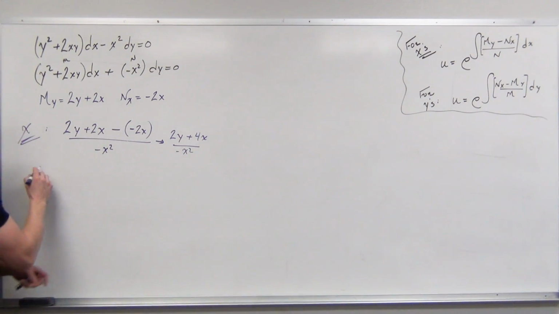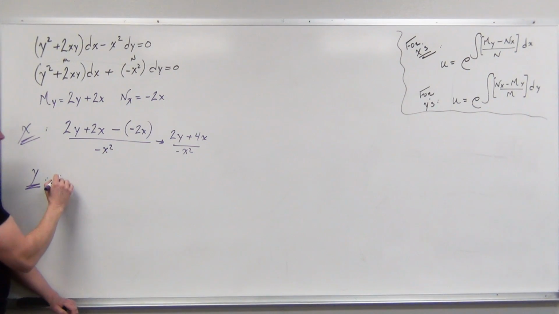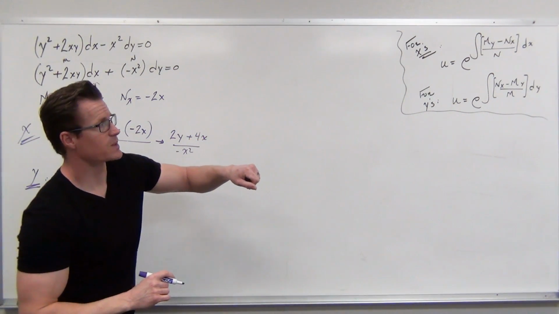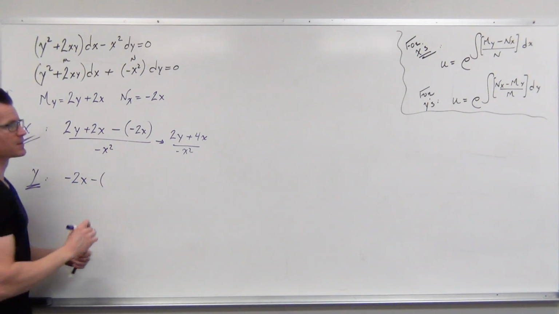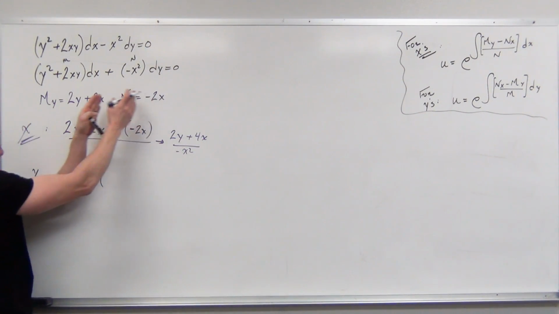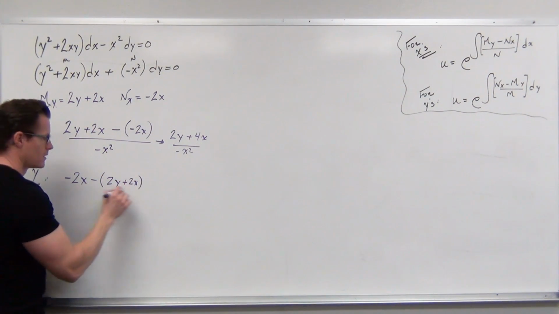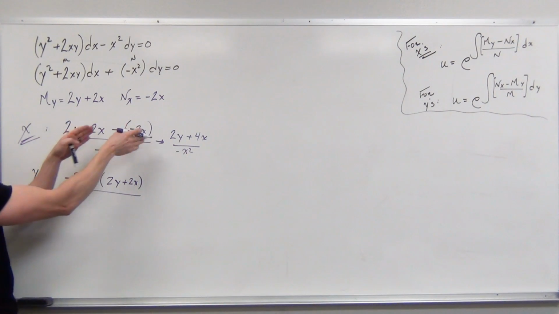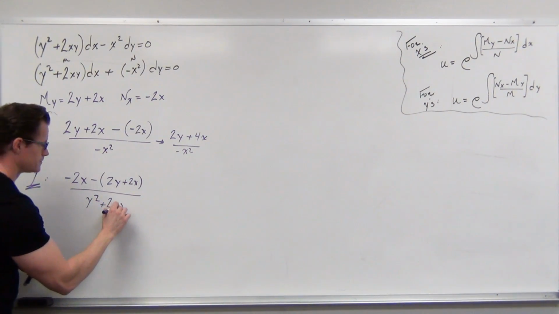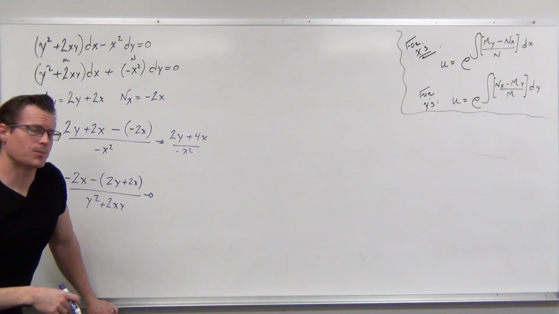Let's just switch this around and divide by something else. So let's try for y. That would be negative 2x. So we're doing the derivative of N with respect to x minus the derivative of M with respect to y. Yes, you need parentheses. So we're taking this minus this whole piece, minus both terms here, and dividing it by M. That doesn't look very nice. Well, let's simplify it. Let's see what can happen.